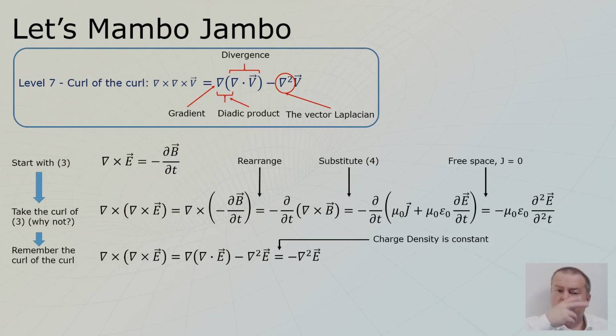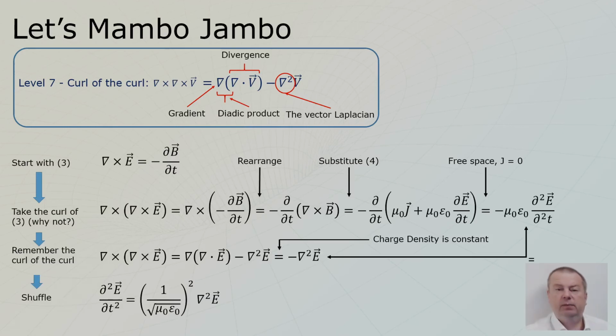So we calculated the curl of the curl twice, so the end results should match, right? These two should be the same. We can shuffle a little bit when these two are the same and then we get this equation. The second derivative with respect to time of the electric field is some constant multiplied by the vector Laplacian of the electric field.